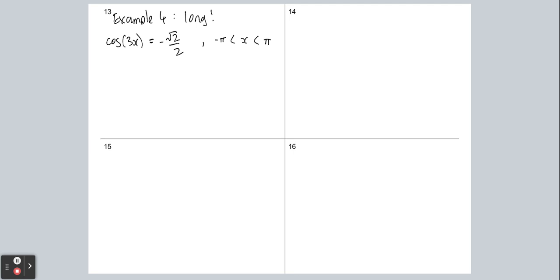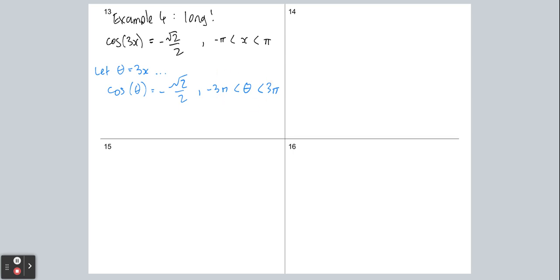Here we go. First things first. We don't need to change the value, we don't need to rearrange the equation because it's already just a cosine of something on the left-hand side. So I'm going to get straight into it by doing the substitution. Let theta equal 3x. So we're going to have cos of theta is equal to negative root 2 on 2. And I'm going to multiply the endpoints by 3 so that theta is between minus 3 pi and 3 pi.